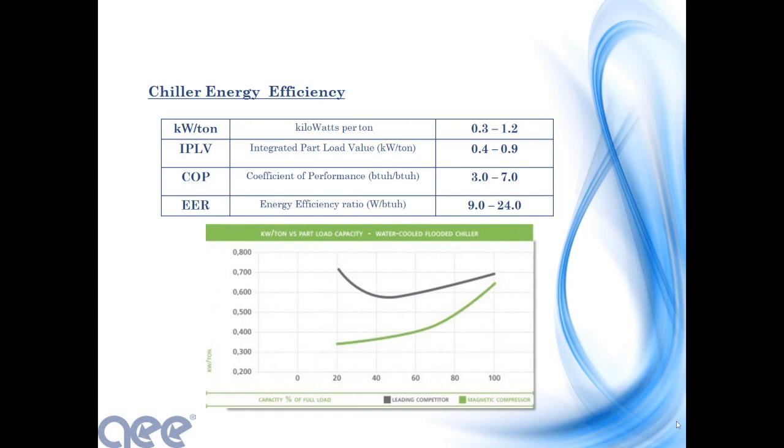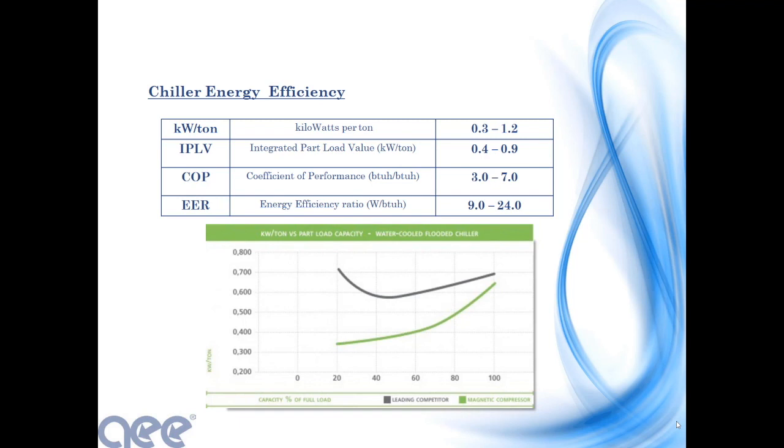The coefficient of performance is a unitless measure: energy output divided by energy input. And then EER is essentially just converting that to a unit, which is BTU hours per watt. So that's actually, it shouldn't be watts per BTU hour, it's BTU hours per watt.